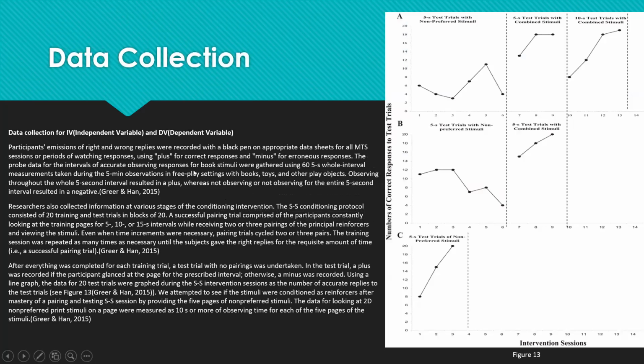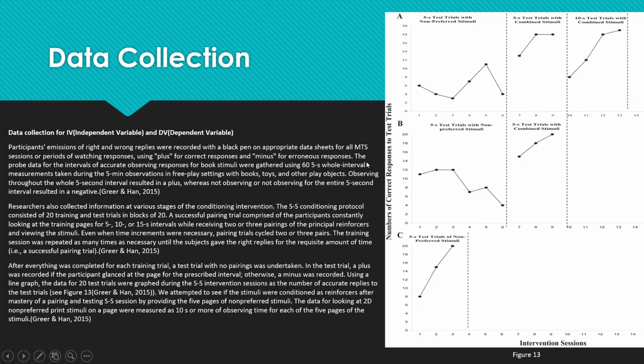Now let's move on to data collection, for the independent variable and the dependent variable. Participants' answers, right and wrong replies, were recorded with a black pen on data sheets for all the sessions and periods of watching responses, using plus for correct responses and minus for erroneous ones.